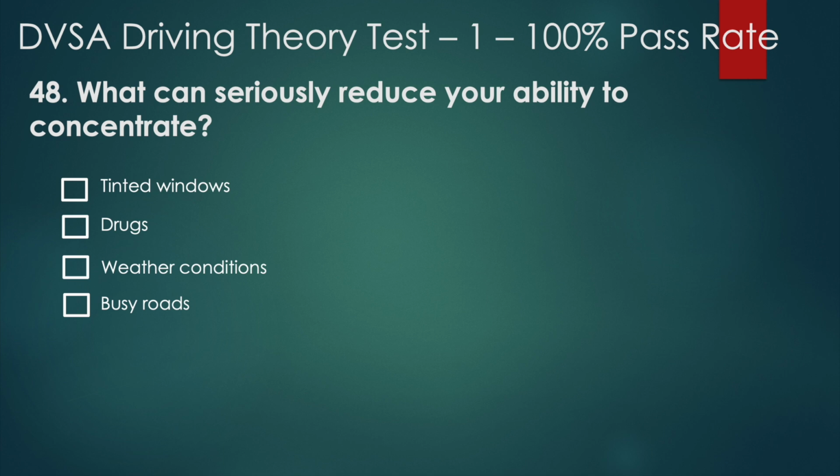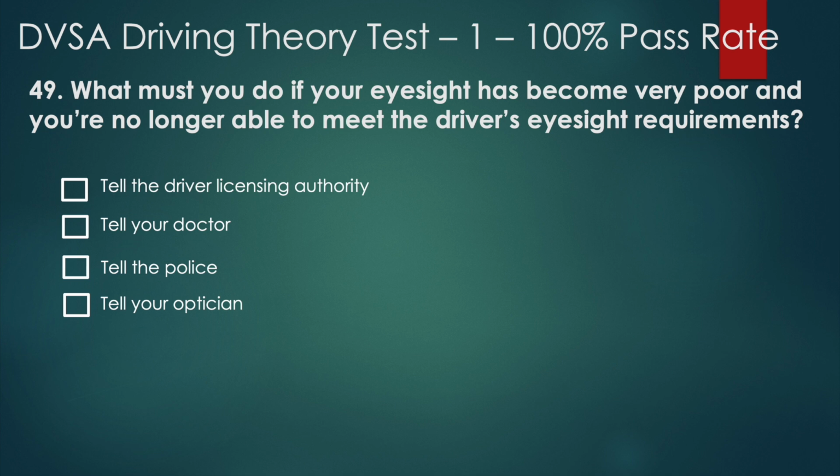48. What can seriously reduce your ability to concentrate? A. Tinted windows. B. Drugs. C. Weather conditions. D. Busy roads. And the answer is B. Drugs.